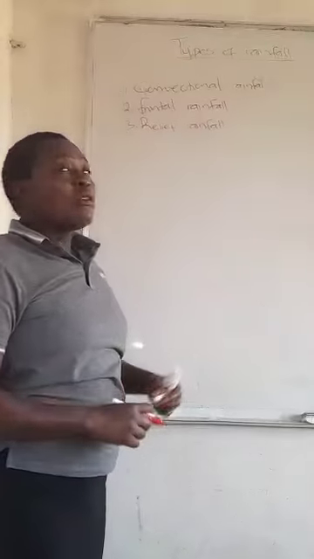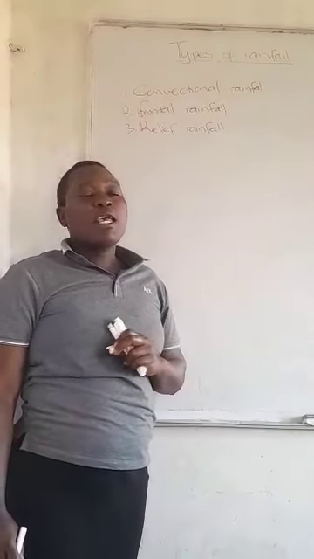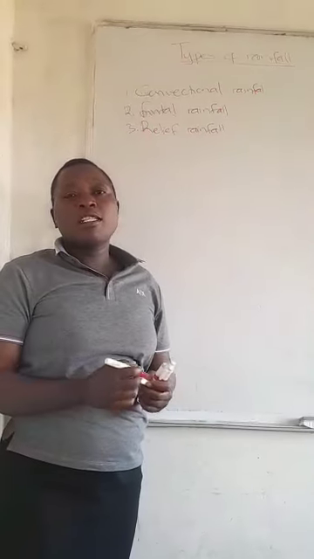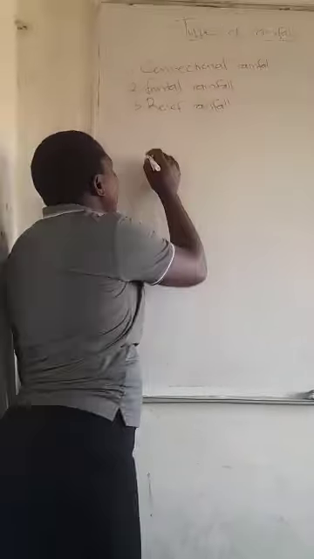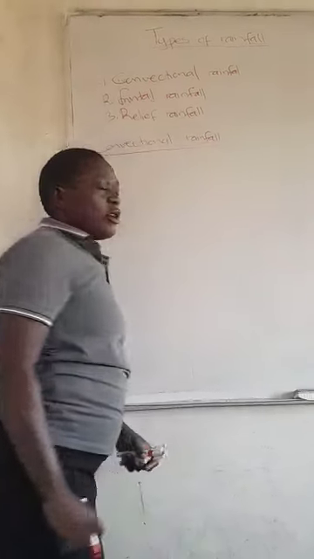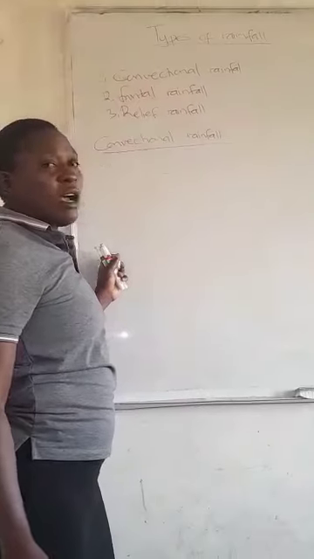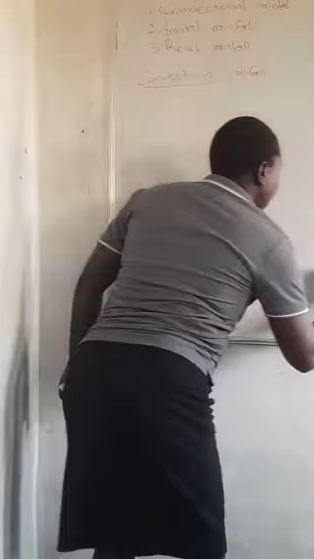Now I'm going to look at each and every type of rainfall and how it is formed and the weather conditions that are associated with each. The first one is convectional rainfall. And I'm going to use a diagram to explain how this type of rainfall is formed. We have the ground level here.